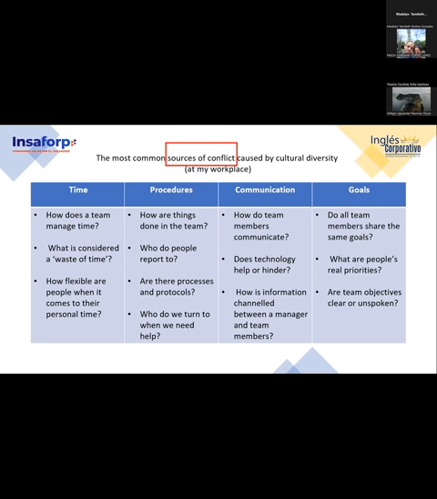Great job. Thank you, Genesis. Remember, this is speaking time. Now you can give me your experiences so your classmates can listen to those experiences as well. Goals. Do all team members share the same goals? Oh, wow, this is quite interesting. Priorities. What are people's real priorities? Are team objectives clear or unspoken? Okay, causes of conflict.